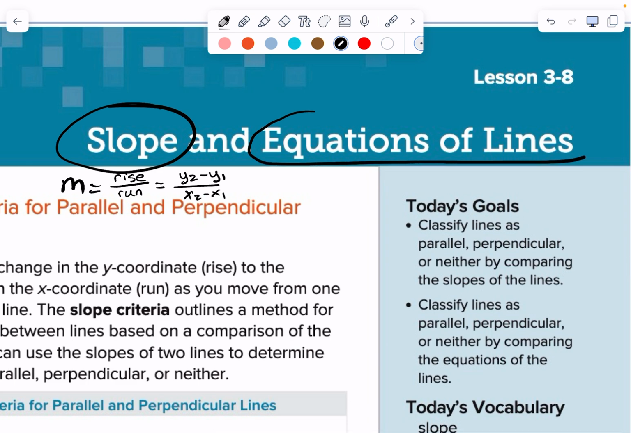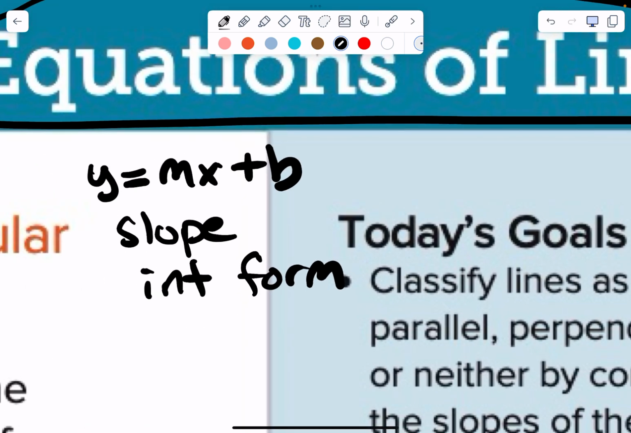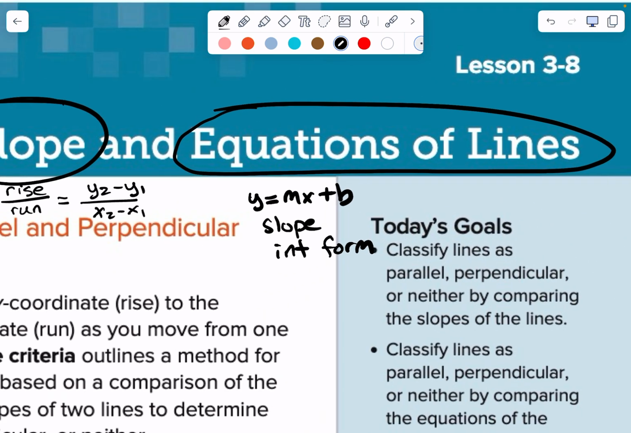Equations of lines. Let's talk about that really quick. That is what form? Slope-intercept form, okay? And whoever came up with slope-intercept form was very original because it literally has the slope and the y-intercept. There is another form, called point-slope form, and I don't like it because they don't ask you anything on it on the ACT, so I skip over it. We do everything in slope-intercept form.